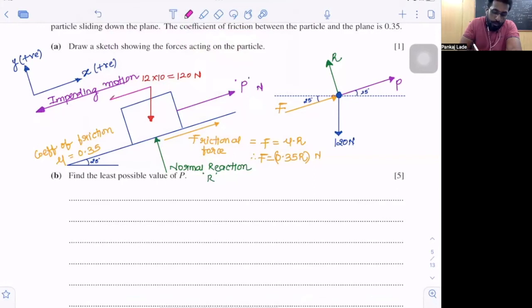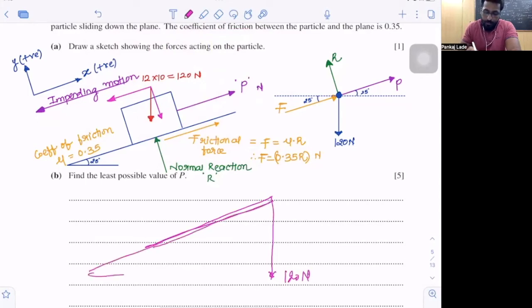So this is also going down. Okay, and the other component is going to be perpendicular to the plane. These are the 2 components. Okay, now look at this. This is your 120 Newton force. This is along the plane.